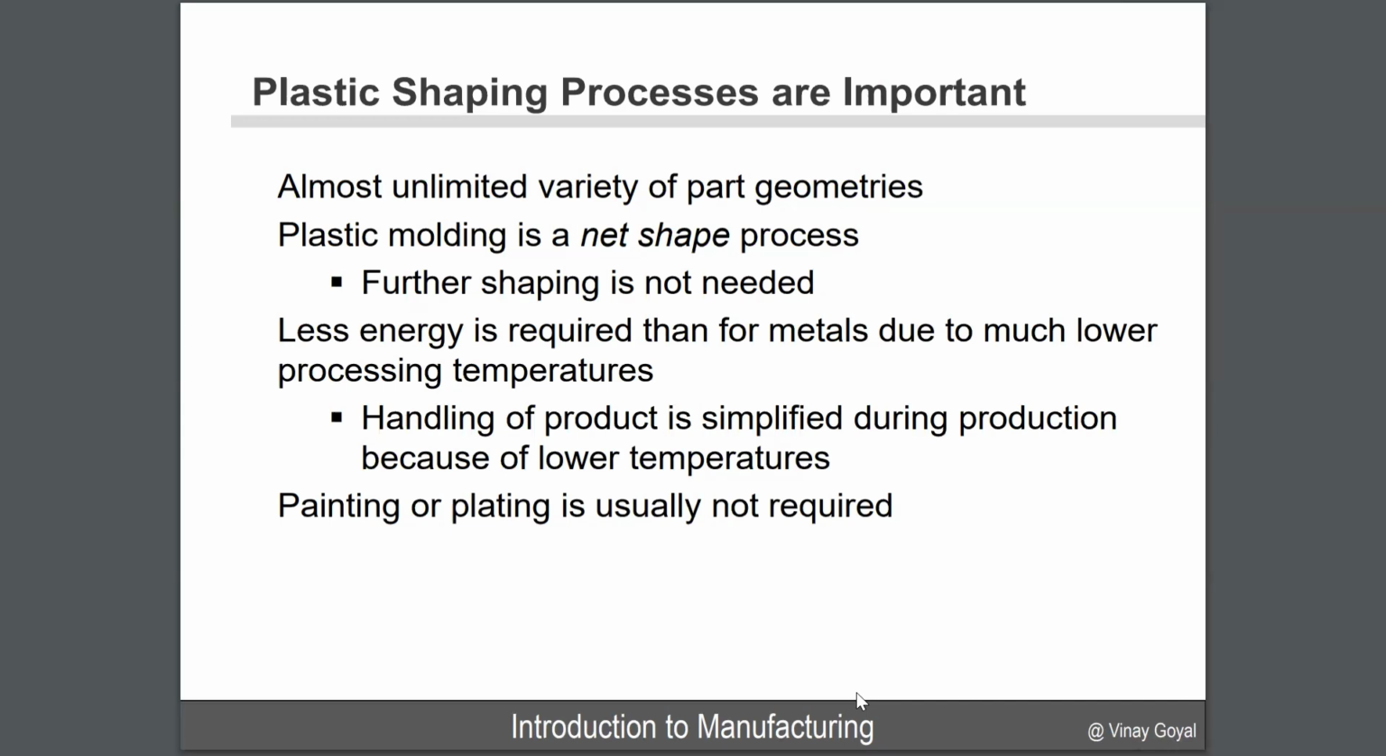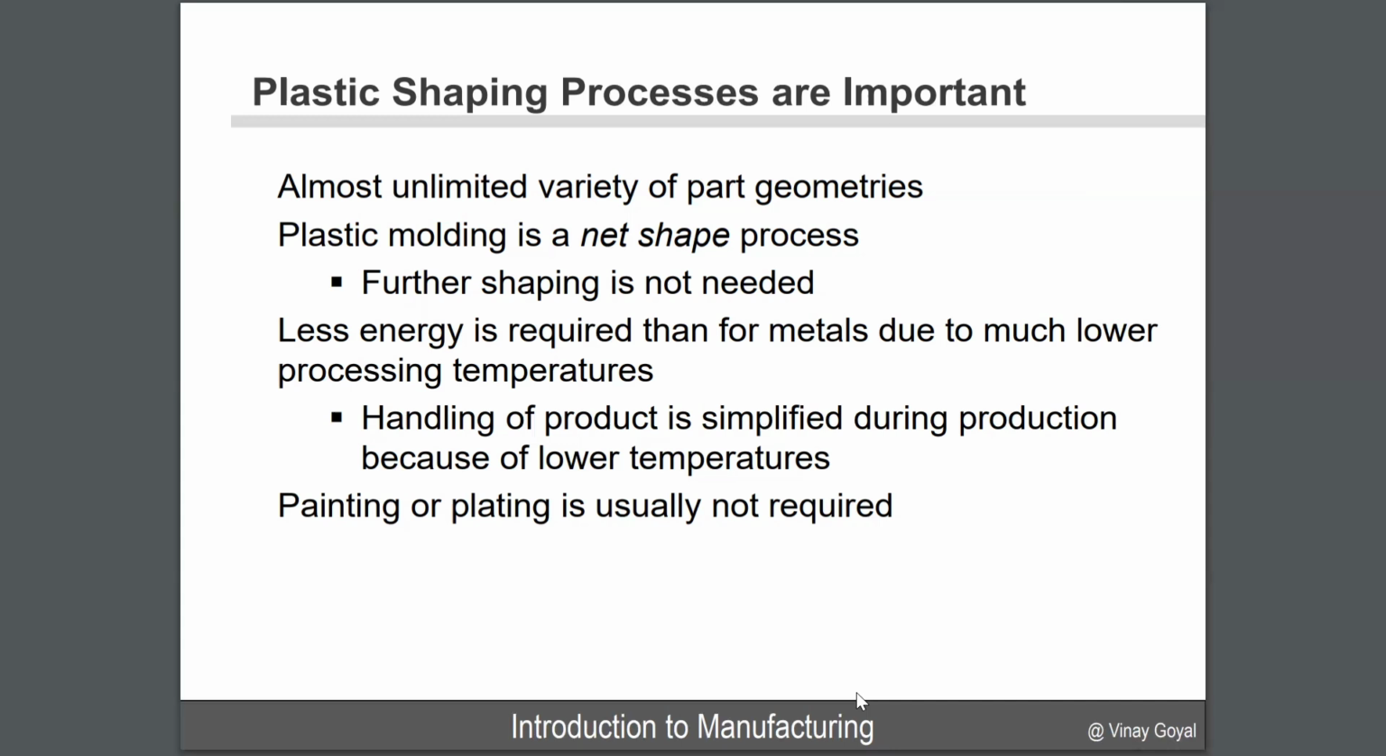Now, when I look at plastics, plastic shaping processes are quite important. It's probably one of the most incredible things that we can do with plastics. You can get almost any variety of part geometries. And by the way, now we're looking at new approaches using 3D printing to create geometries that were not possible before. Plastic molding is a net shape process because you don't need to do additional refinements. Any further shaping may not be required.